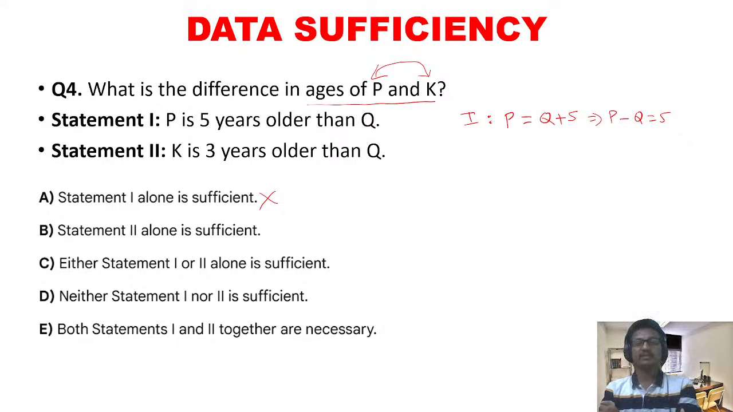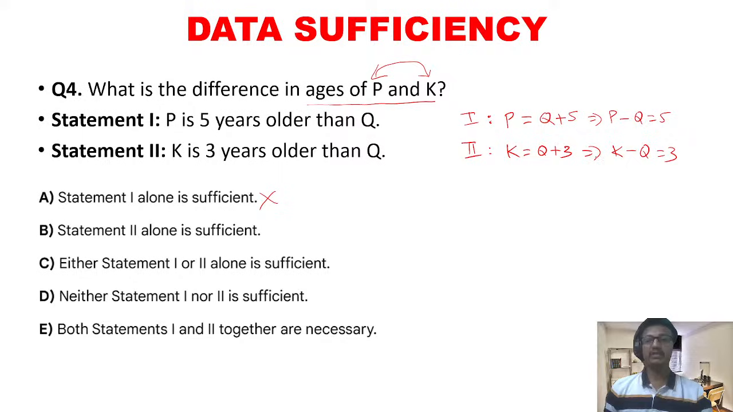Now coming to statement 2, just look here. K is 3 years older than Q. That means K's age is Q plus 3. So this gives the equation K minus Q is equal to 3. Now with statement 2, can you find the difference between P and K? There is no P mentioned in statement 2. So with statement 2 alone you cannot find the solution. So either 1 or 2 alone is not giving the answer.